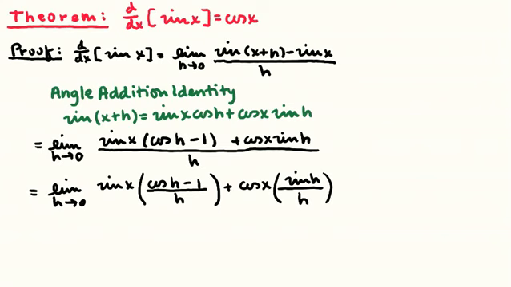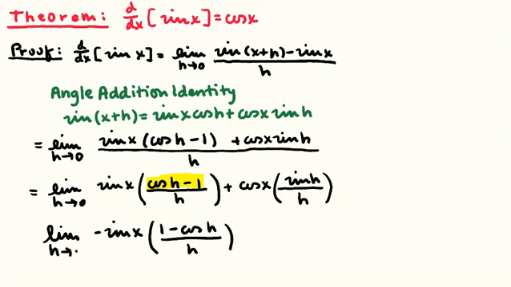Remember that if I factored out a negative 1 from this thing that I'm highlighting in yellow, we'll call this negative sine x multiplied by 1 minus cosine h divided by h, and I'm taking the limit as h goes to 0.